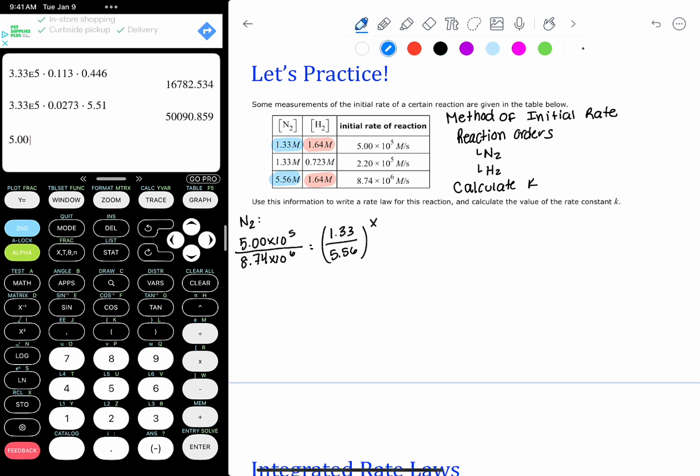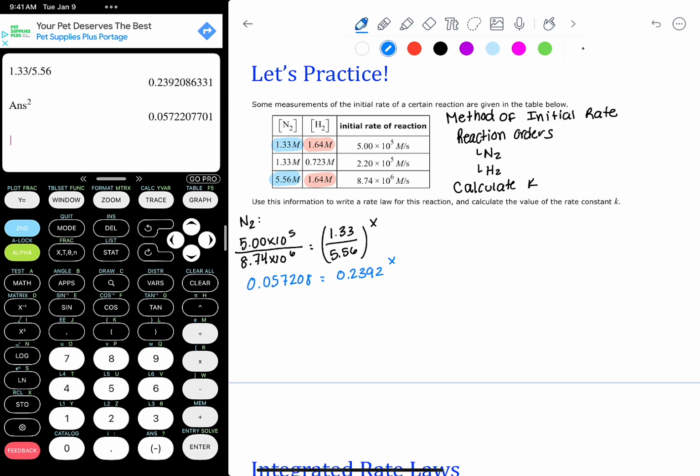So we get 5.0 times 10 to the 5th divided by 8.74 times 10 to the 6th. We get 0.057208 is equal to 1.33 divided by 5.56. We get 0.2392 raised to the x. So we know x isn't 1, so let's try squaring it. Squaring it gets us pretty close, so x is going to be equal to 2.